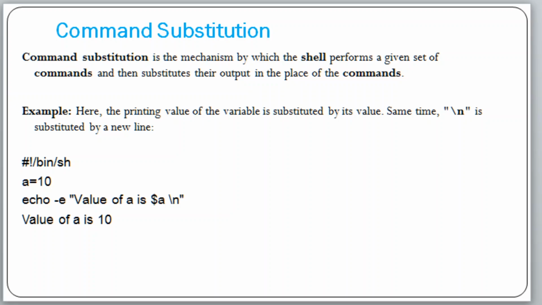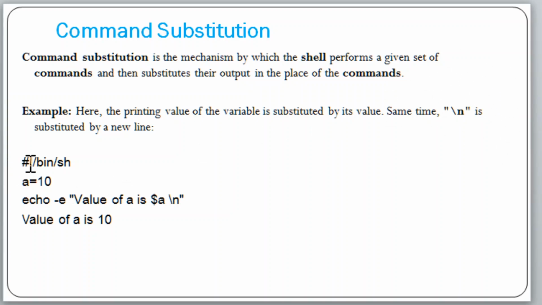So we're going to talk about command substitution here. Command substitution is the mechanism by which the shell performs a given set of commands and then substitutes the output in the place of the commands. So, an example of this here. The variable being printed is substituted by its value. At the same time, the \n is substituted by a new line. So \n says new line. That's a new line character.